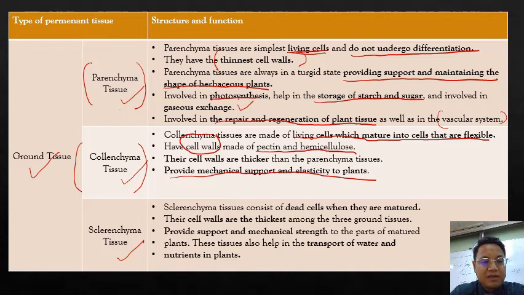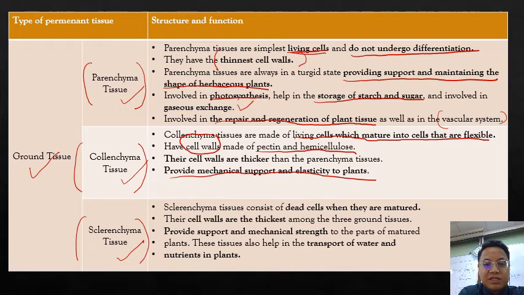Another ground tissue is sclerenchyma tissue. Sclerenchyma tissue consists of dead cells. So these are the only dead cells categorized under ground tissue. The other two are living cells. Sclerenchyma tissue is dead cell; when they are mature, they become dead.